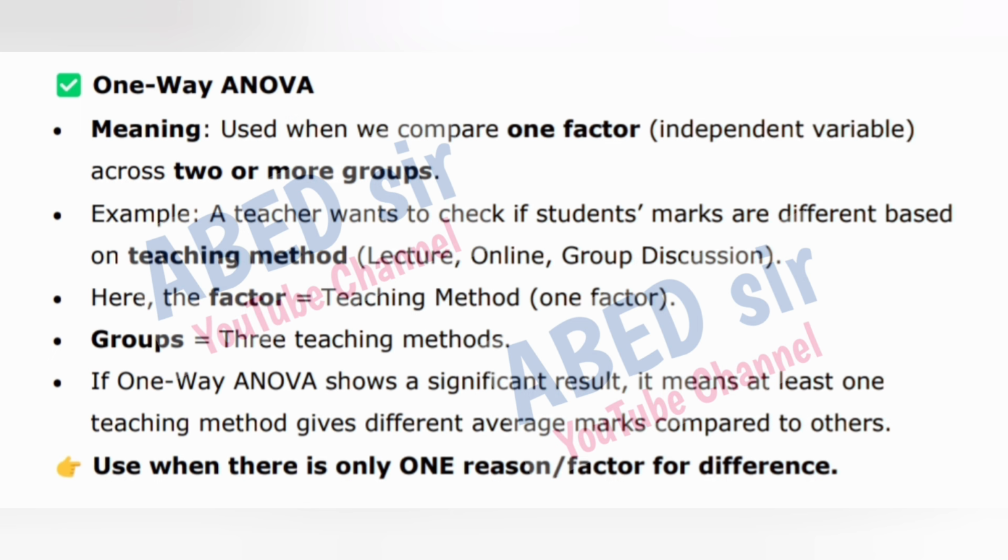Example, a teacher wants to check if students' marks are different based on teaching method: lecture, online, group discussion. Here, the factor is equal to teaching method, 1 factor. Groups is equal to 3 teaching methods. If one-way ANOVA shows a significant result, it means at least one teaching method gives different average marks compared to others. Use when there is only one reason factor for difference.